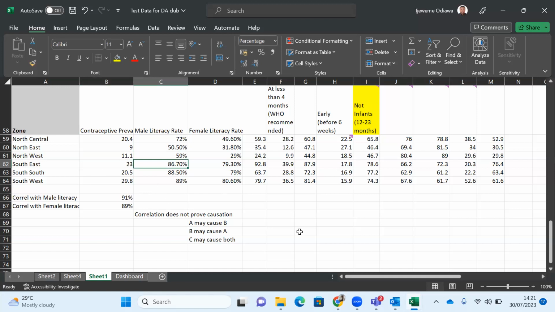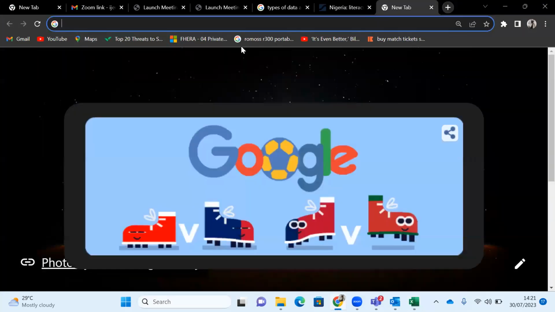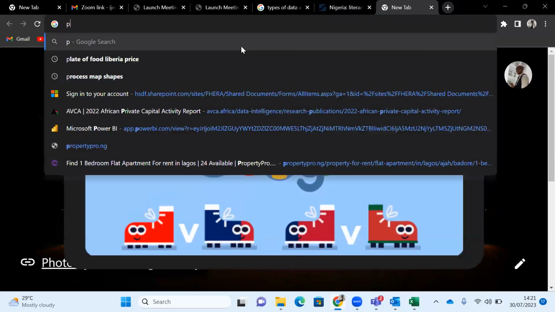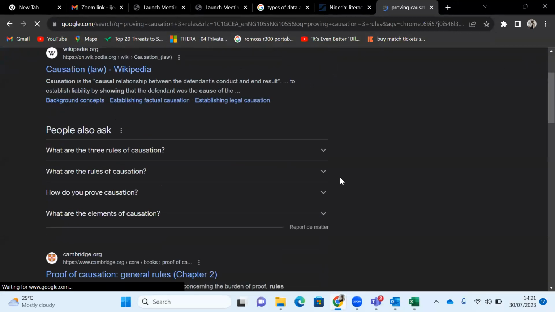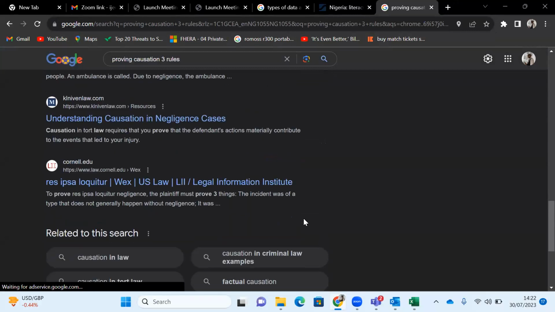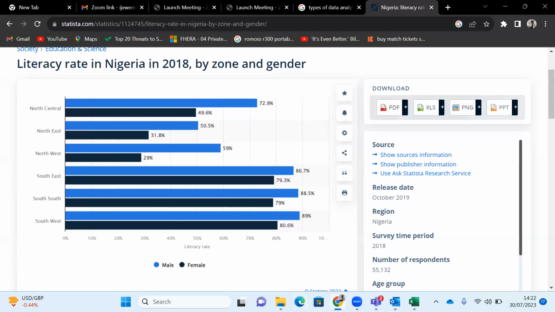Which is why there are three rules that prove causation. I can't remember what it's called. I Googled it one time. Maybe when I get it, I'll put it on our group. But there are rules that prove causation.